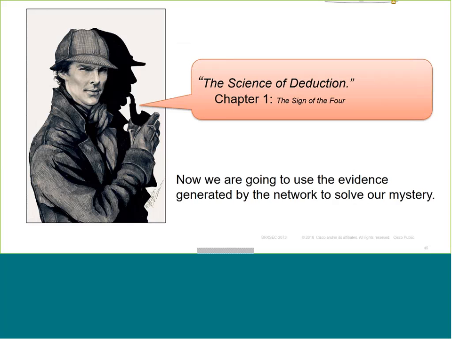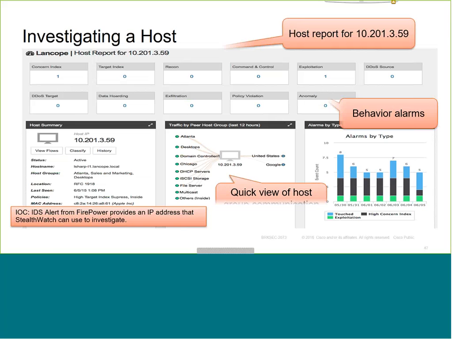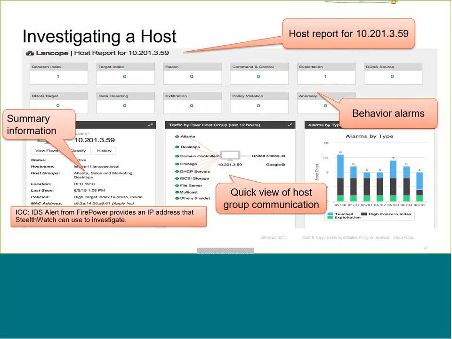We've now got a lot of evidence, in Sherlock's terms. We've got indicators of compromise or indicators of concern, depending on how we use the term. We're now going to actually investigate a bit further. When we click down on one of those individual IP addresses in the previous alarms, it brings up a dashboard. It shows the alarms for that individual device. This particular address has got 1 exploitation alarm and 1 concern index alarm. It gives us a quick view of where that host has been communicating.